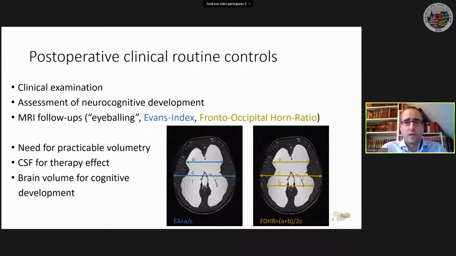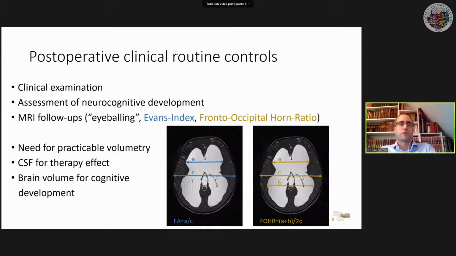Clinical measures like the Evans index or the frontal occipital horn ratio set the maximum expansion of the CSF space to the head diameter. The methods are depicted below for illustration, but as you can imagine, they are not very precise. There's a large intervariability, and those measurements only correlate with the CSF and not very much with the brain mass.